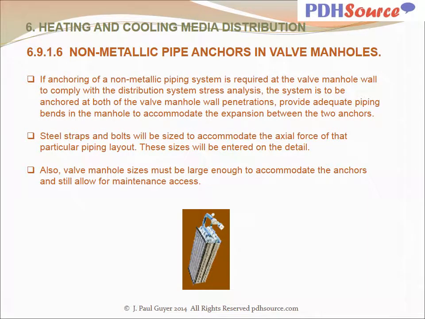If anchoring of a non-metallic piping system is required at the valve manhole wall to comply with the distribution system stress analysis, the system is to be anchored at both of the valve manhole wall penetrations. Provide adequate piping bends in the manhole to accommodate the expansion between the two anchors. Steel straps and bolts will be sized to accommodate the axial force of that particular piping layout. These sizes will be entered on the detail. Also, valve manhole sizes must be large enough to accommodate the anchors and still allow for maintenance access.